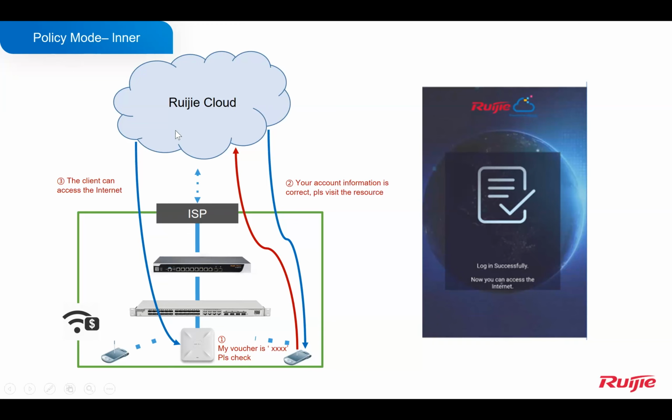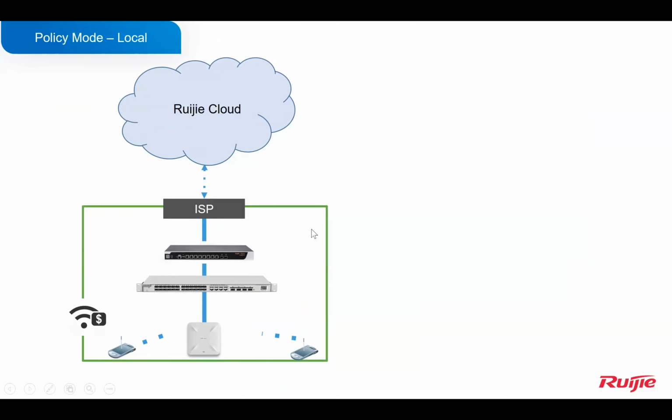And after this, our Reyee Cloud will send the information to our AP and tell our AP the client is accessed to the internet. So this is the inner policy mode. Actually, this way can help us to log in our network easily. And another policy mode is the local.